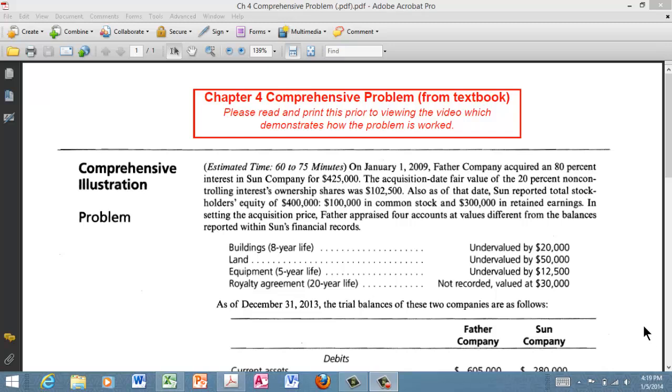Hello everyone. At this time we're going to work through the comprehensive problem at the end of Chapter 4. And the interesting thing that's introduced in Chapter 4 is what's called a non-controlling interest.